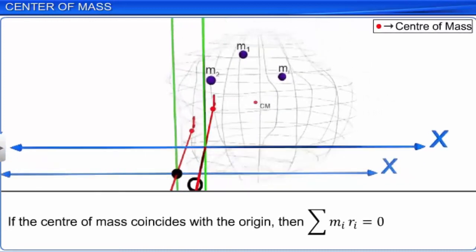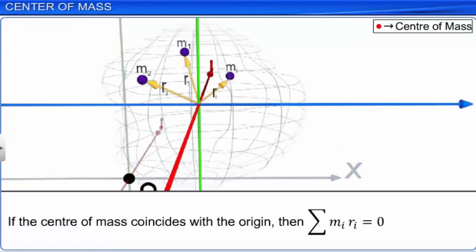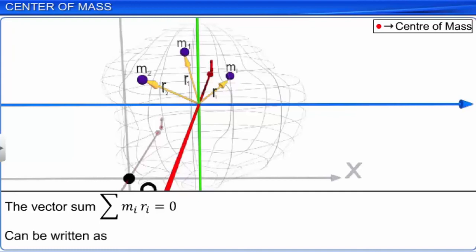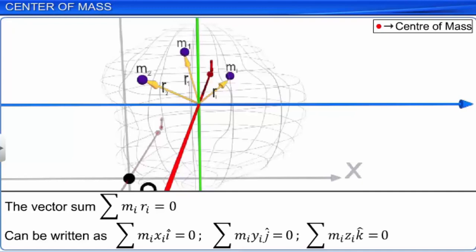If we take the center of mass as the origin of our frame of reference, then sigma mi into ri is equal to 0. Here, the sum is a vector addition. This equation can be split into three equations. Sigma mi xi into i is equal to 0. Sigma mi yi into j is equal to 0. And sigma mi zi into k is equal to 0.